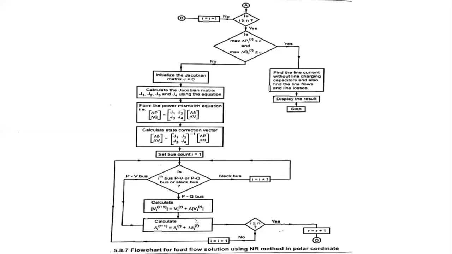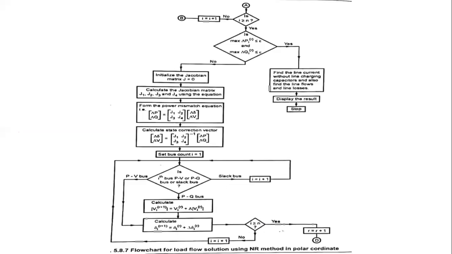Next, similarly, we calculate delta i of R plus 1 is equal to delta i of R plus delta of R. Next, check whether I is greater than or equal to N. If it is satisfied, then R is equal to R plus 1. If it is not satisfied, then I equal to I plus 1, and again it will go to check whether it is a PV bus or a PQ bus. Okay, this is the procedure for solving the problem using the Newton-Raphson method.